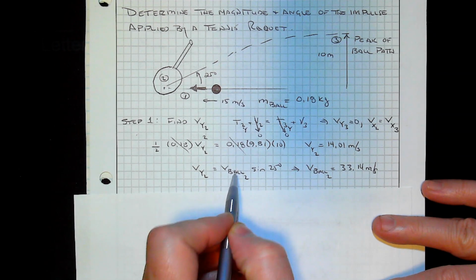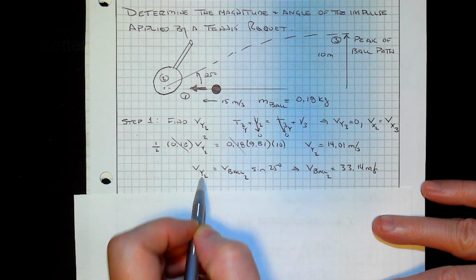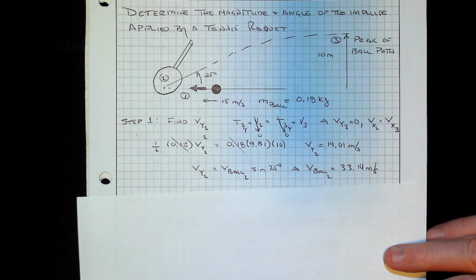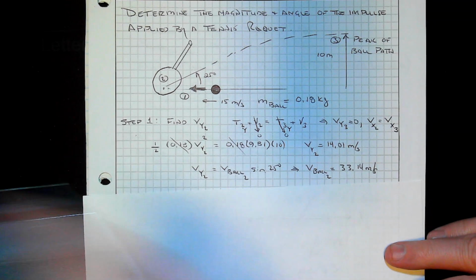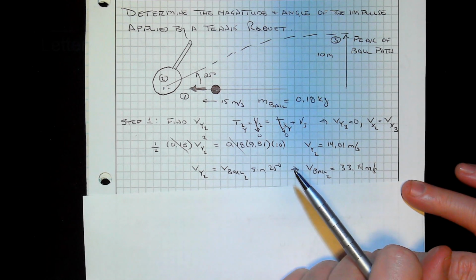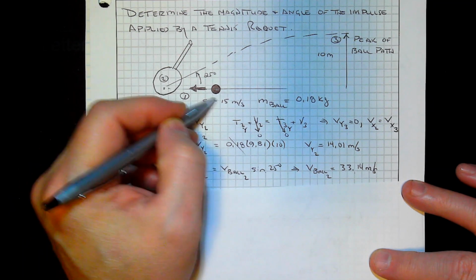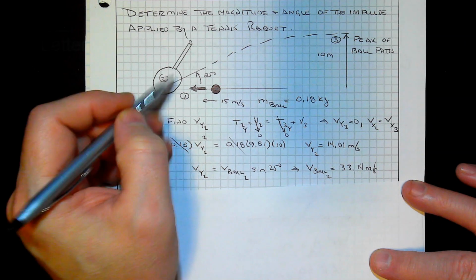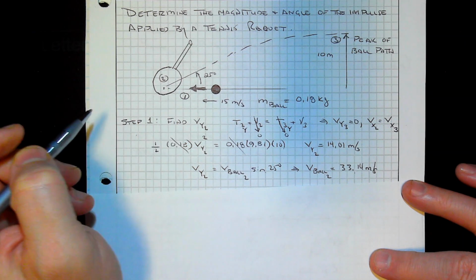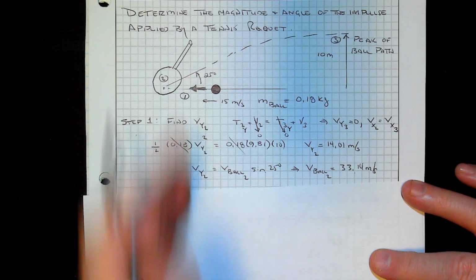That's right here. This sine of 25 degrees is going to be 14 meters per second. All right? So, just flipping that around, I can solve for that. The velocity of the ball coming off, 33.14 meters per second. So now I know everything about what's coming in and what's going out. So that's good. So now we can start to look at the main part of the problem.